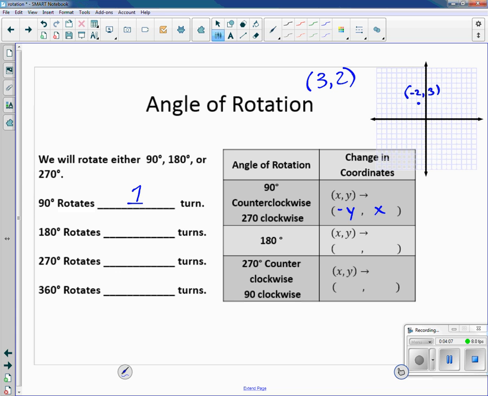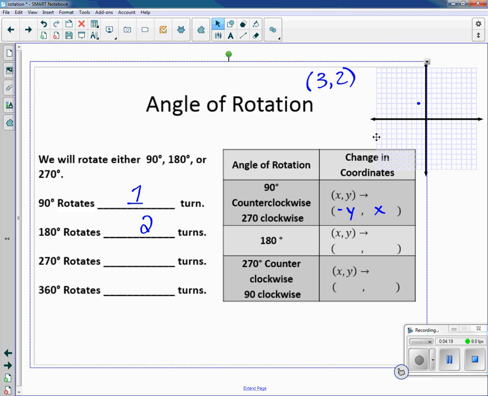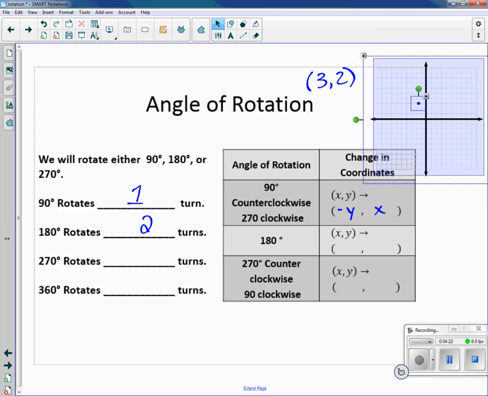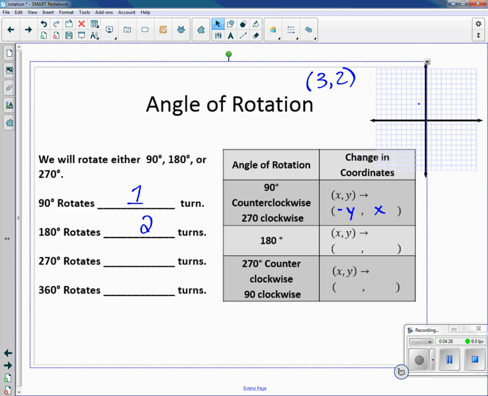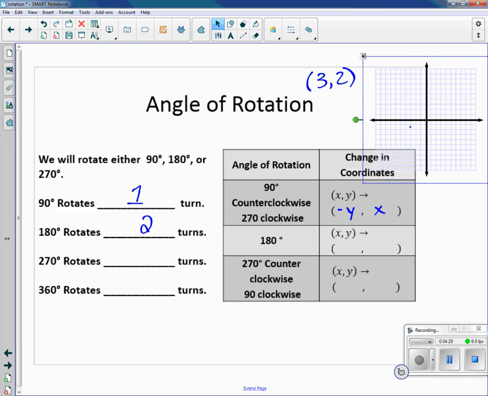Now, let's say I rotated it again to 180. So I did two turns. Let's look at it. It's now at (-3, -2). So when you rotate it two turns, it becomes (-x, -y).